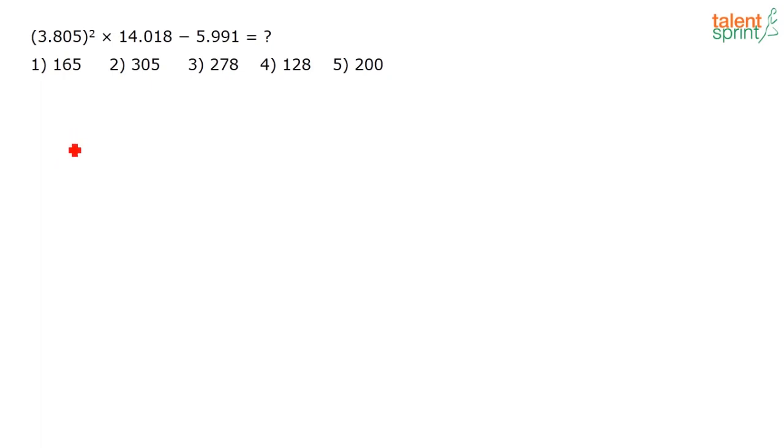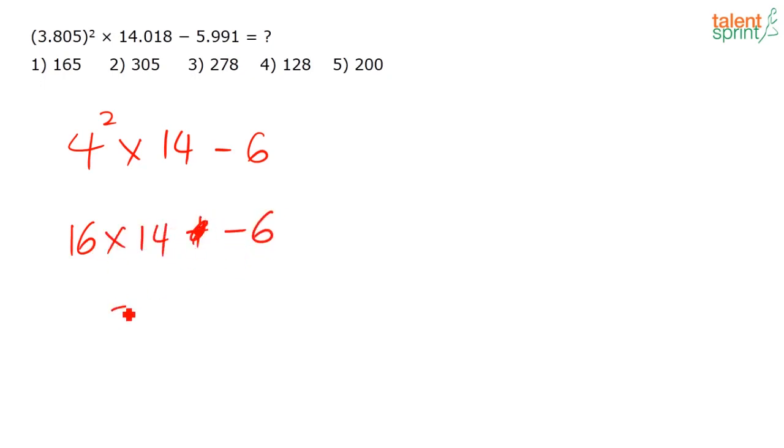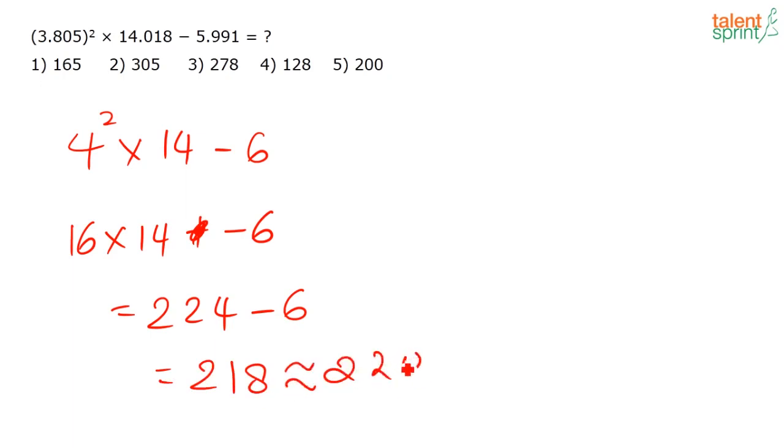So 3.8 you can write it as 4 squared, correct? 14, 5.9 I am going to write it as 6. Okay, 14 I am going to take it as 14. So 16 into 14 minus 6, correct? Or that is equal to 16 into 14 is 224. 224 minus 6, that is equal to 218, correct? Or we can approximately take it as 220. Sorry, 200. 220 or so, but here the options, if you see, only 200 is there, closest one. So I am taking it as 200. Again, look at the options. So 218 was what we got, but there is no other option other than 200, which is closer to 218.